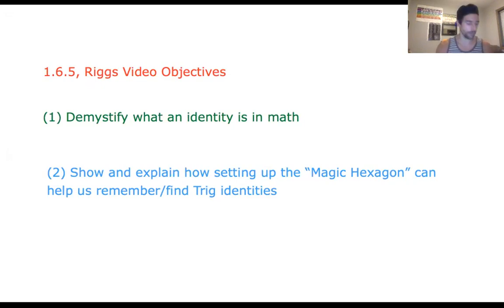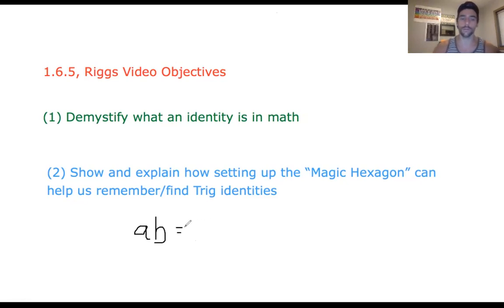So I'm going to stop sharing this, and actually no, I want to start with this idea. At its most fundamental level, all an identity is essentially a need for substitution. It's finding two equivalent expressions. So I'll give a really basic algebra example.